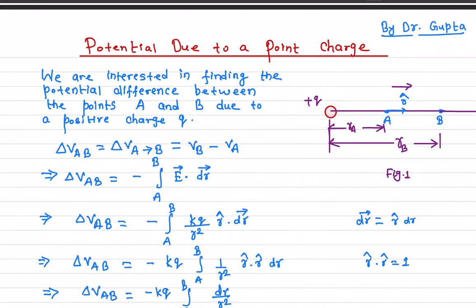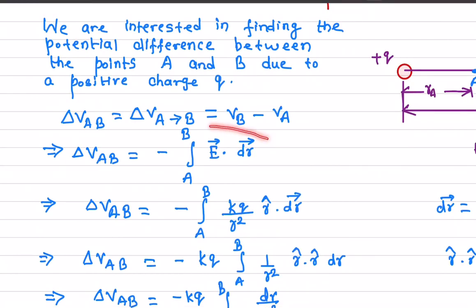In this video, I'll be talking about the potential due to a point charge. Let's say you have a point charge here, Q, and we are interested in finding out the potential difference between the 2 points A and B. Or we are also interested in calculating what is the potential at point A, what is the potential at point B, or what is the potential at any arbitrary location due to this charge. RA and RB are the location of point A and point B with respect to this charge.